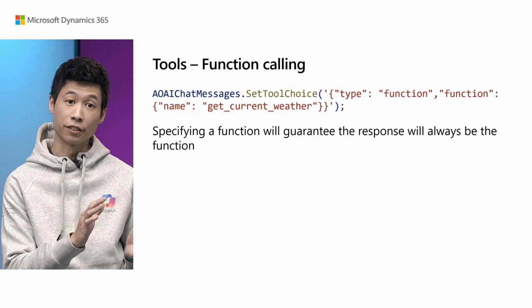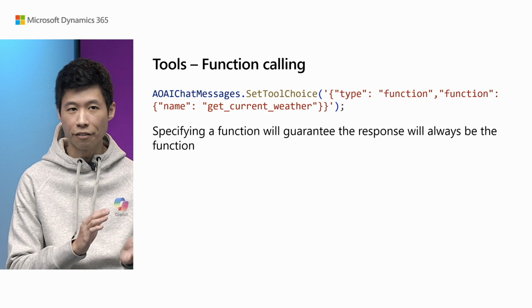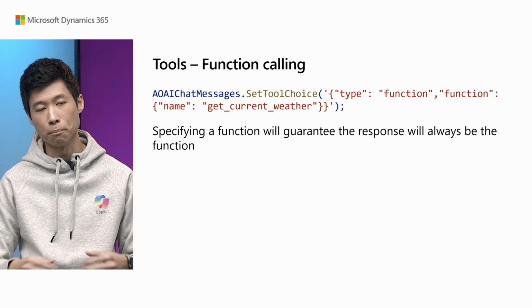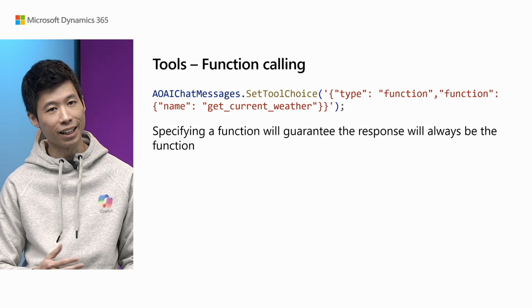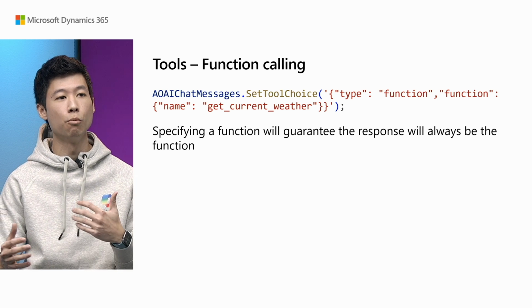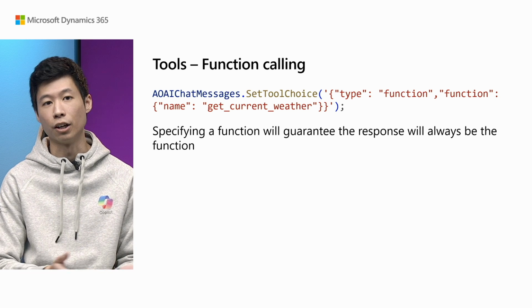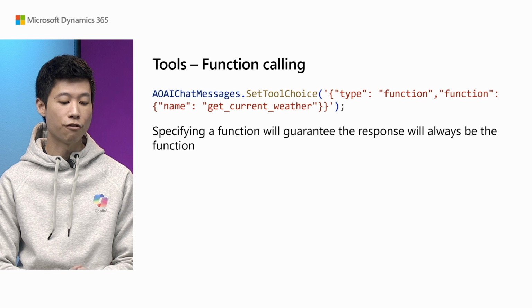And if you set a specific tool, a specific function, it will guarantee that the response will always call that function. However, if your user inputs something that is unrelated to the function that's going to be called, you will want to validate if the arguments they're giving are valid or not. That's all for function calling.